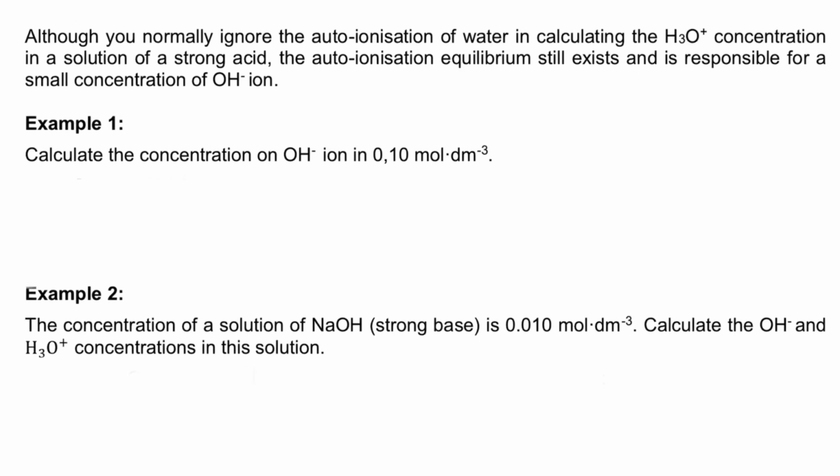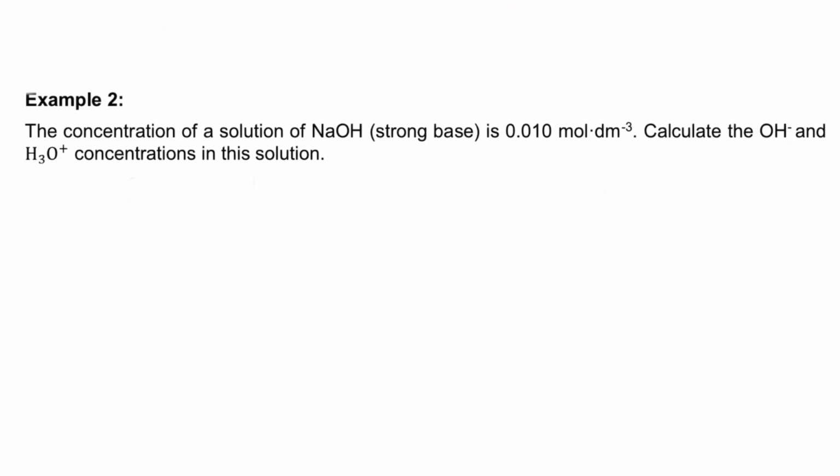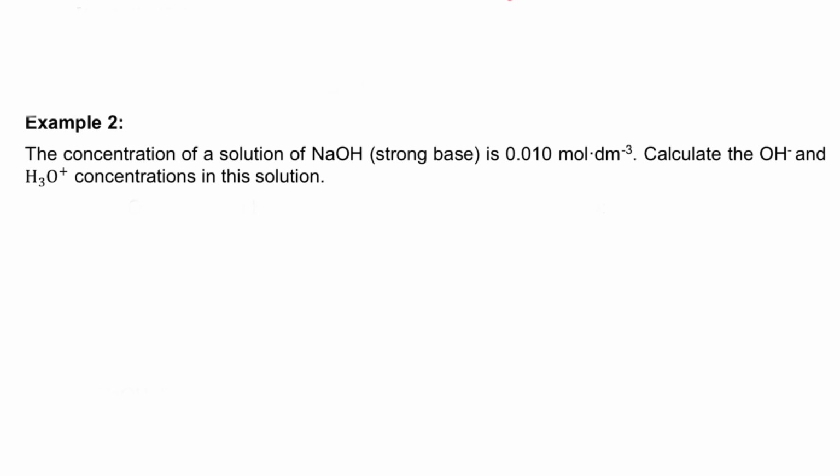Calculate the concentration of OH minus ion in 0.1 mole per decimeter cube. You can see that this question doesn't make much sense. I think there's a typing error here. So let's take a look at example 2 instead. The concentration of a solution of NaOH, a strong base, is 0.01 mole per decimeter cube. Calculate the OH minus and H3O plus concentration in this reaction. Okay, let's go ahead and take a look at that.